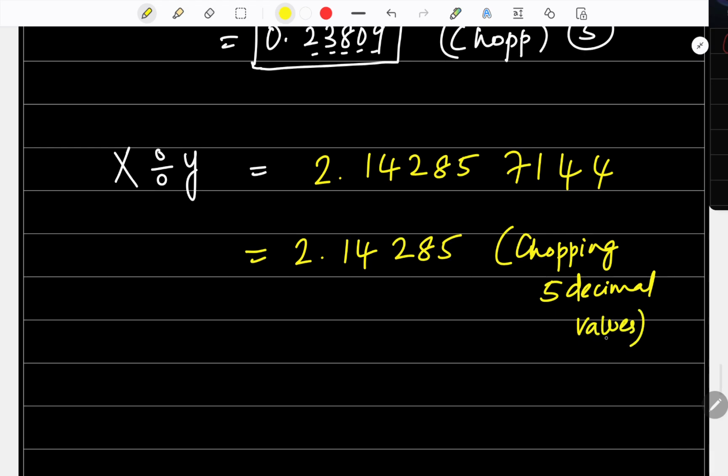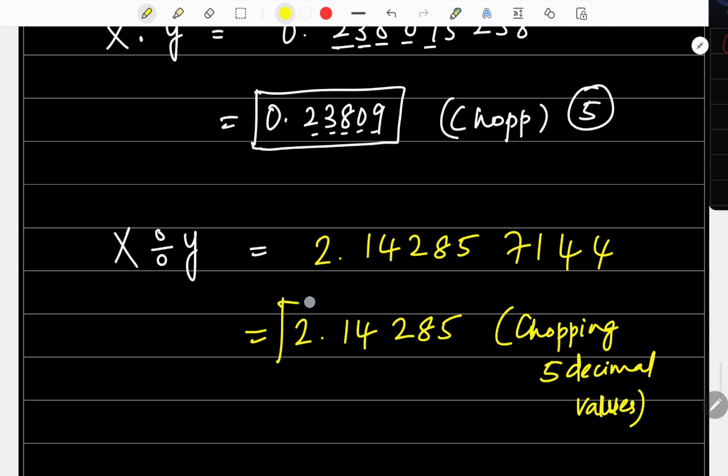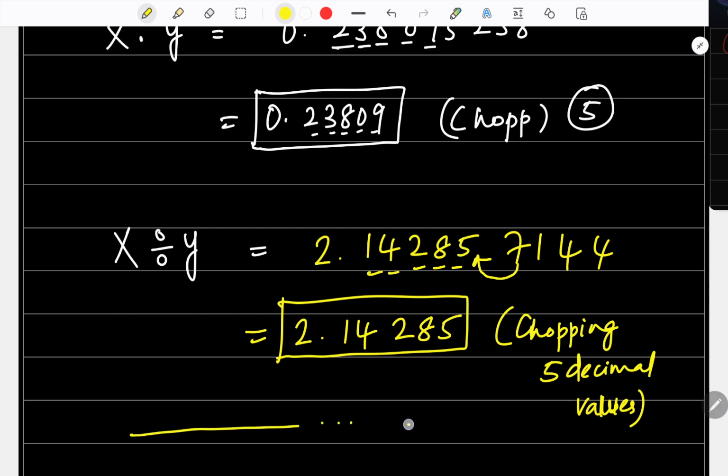So suppose if the question is rounding, you should be careful. 1, 2, 3, 4, 5. So this number will go as 6. Keep in your mind. Okay, right? Clear? Right. In this way, your introductory material is finished.